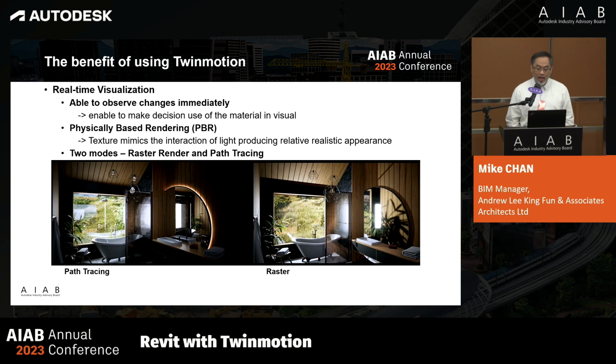And in Twinmotion, they come with 2 modes. One is called path tracing. Don't be scared about the word. Basically, it's really similar to ray tracing, which is a more accurate calculation of how light interacts with materials, so your eye will receive it as more realistic. And the other one is called raster render, which is less accurate lighting, but it's also an acceptable quality for visualization.